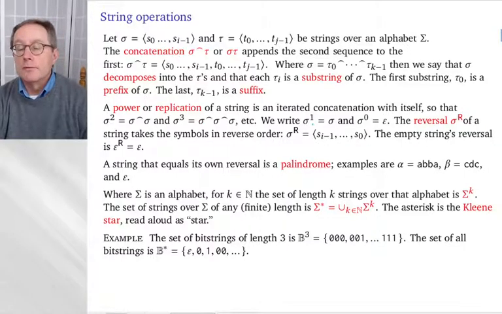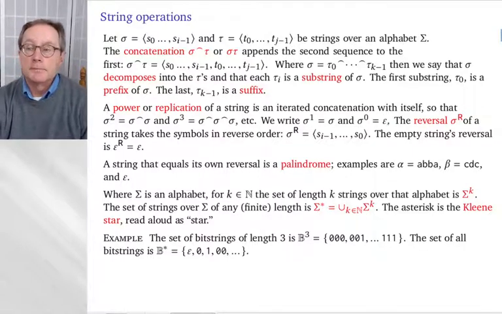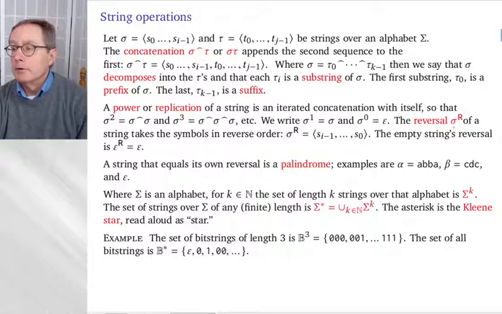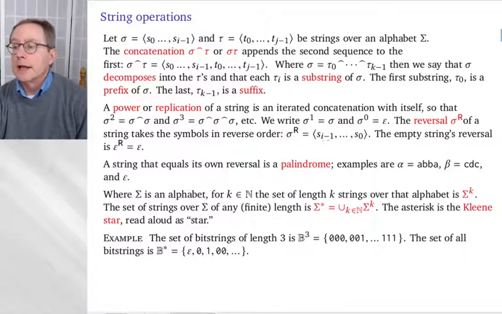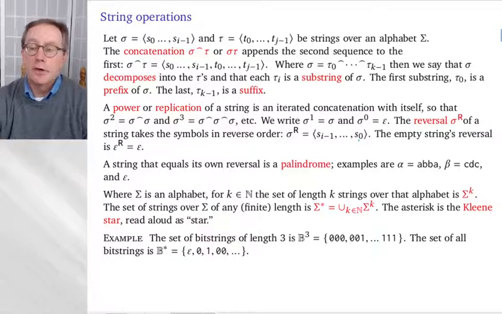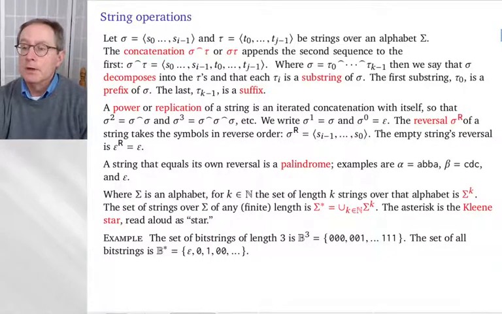Just for consistency, we'll write sigma superscript 1, sigma to the 1, to be sigma, and sigma to the 0 to be the empty string. And then the reversal, superscript r, of a string takes the symbols in the reverse order. So you see here that sigma superscript r starts with the last character and then goes over to the initial character. The empty string's reversal is the empty string.